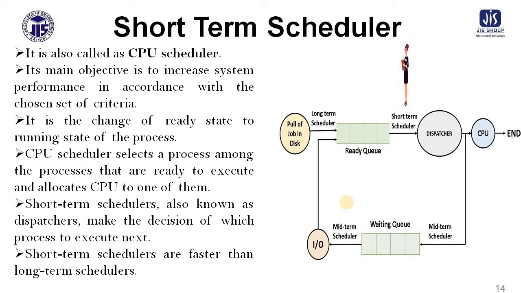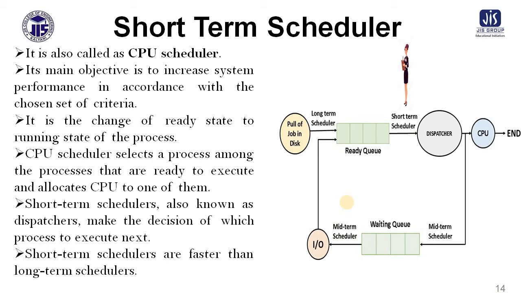It is the change of ready state to running process. So from the ready queue to the CPU, this short-term scheduler is working. The CPU scheduler selects a process among the processes that are ready to execute and allocates the CPU to one of them. The short-term scheduler, also known as the dispatcher, makes the decision of which process to execute next. So the short-term scheduler is not only working alone, it is also working with the dispatcher group.